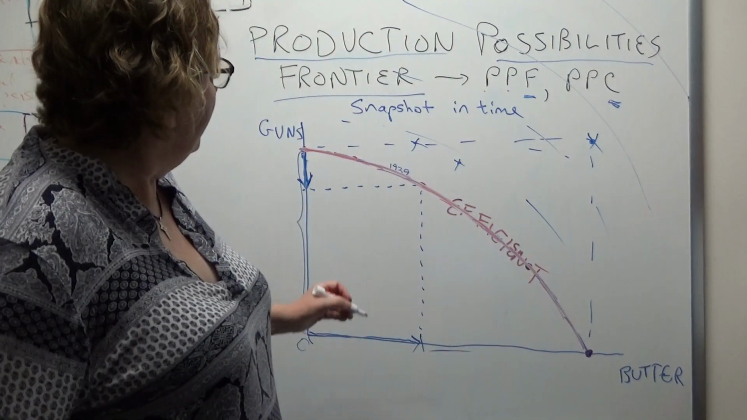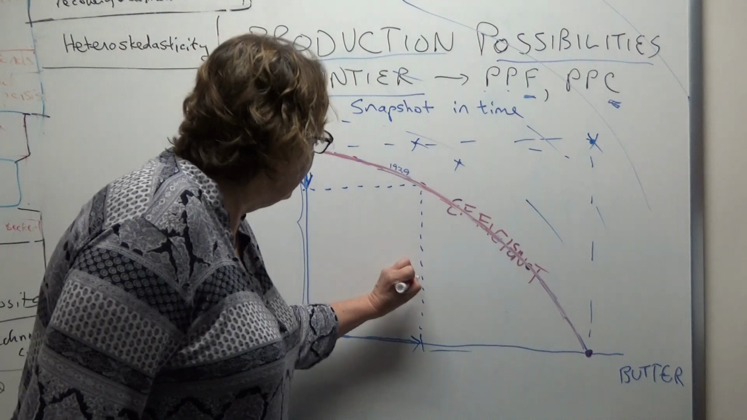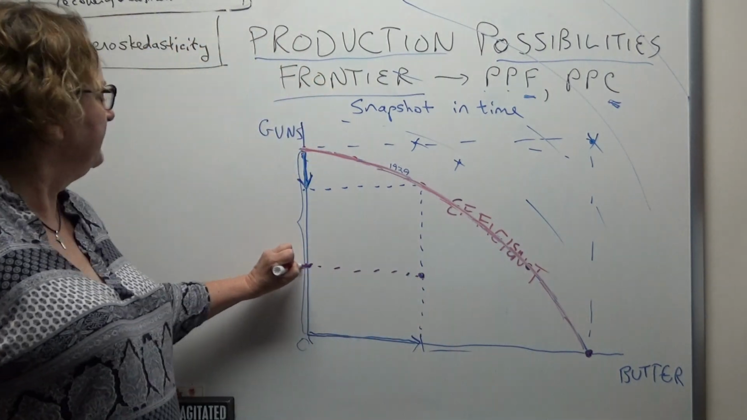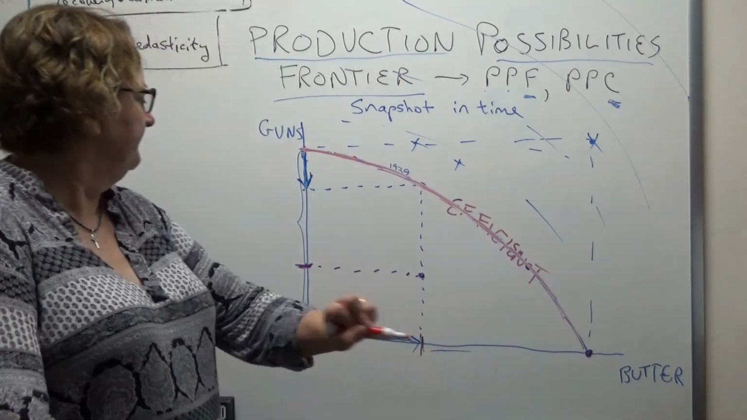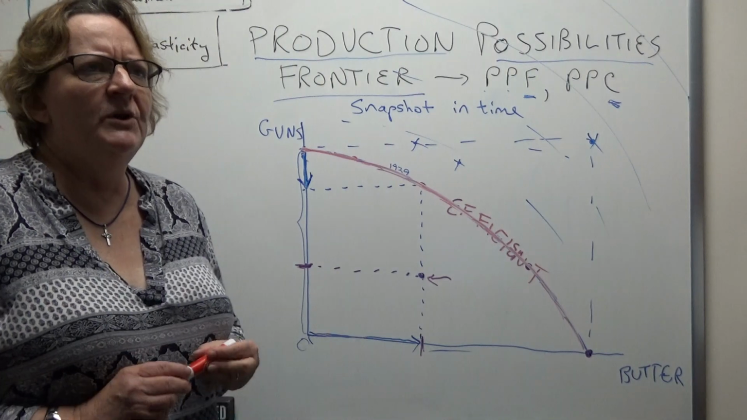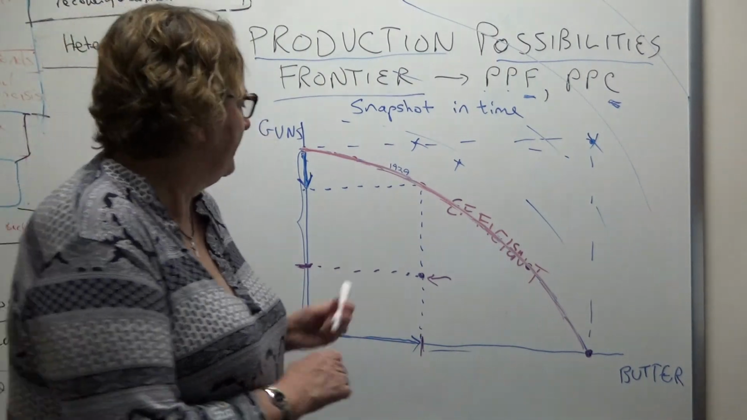All right? If we're producing somewhere inside, like if we were producing here, we would be producing this much guns and this much butter, and this would be inefficient, as in we're wasting resources somehow.